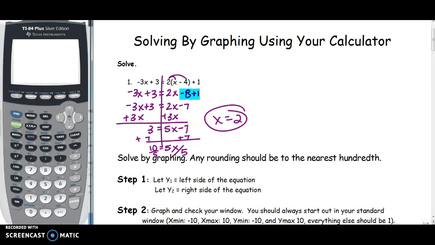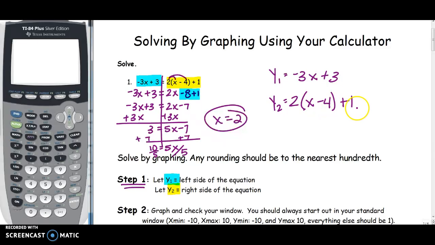Now, what if I tell you there's a way to do this on your calculator that makes it almost so much easier? Okay, if we go to our calculator, we need to distinguish our y1 and y2 values. So under step 1, it says let y1 equal the left side of the equation, which is this piece right here. So I'll show you where that's at in the calculator in just a second, but we'd have -3x plus 3. And then it says let y2 equal the right side, which is this side, before we even simplify. So it would be 2 parentheses x minus 4 plus 1.